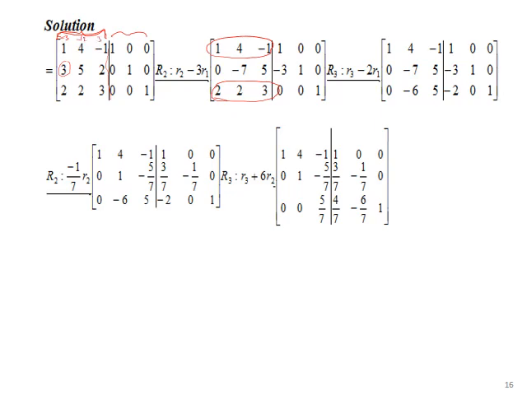Then I add, you see here R2 equals R2 minus 3 times R1. This is what I'm doing. So 3 minus 3 is 0, as you can see here. 5 minus 12 is minus 7. 2 plus 3 is 5.